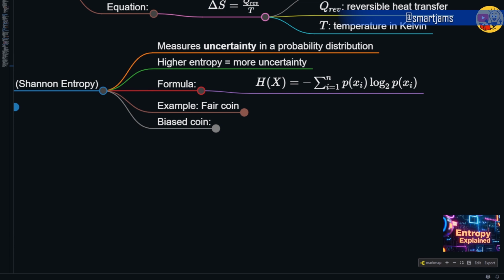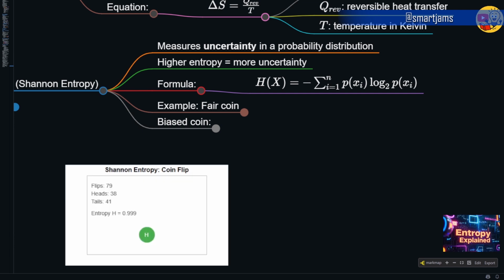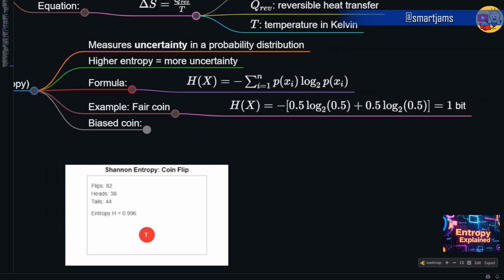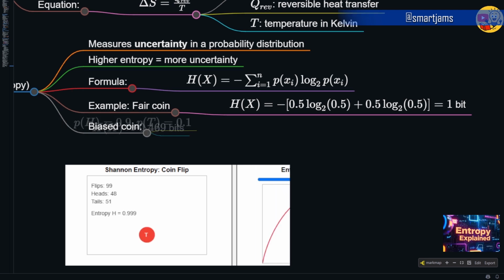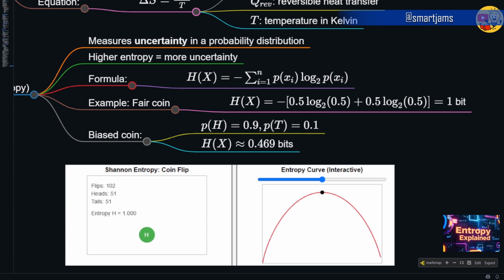For example, a fair coin flip has two equally likely outcomes, giving us maximum entropy of 1 bit. That's written as H of X equals negative open bracket 0.5 log base 2 of 0.5 plus 0.5 log base 2 of 0.5 close bracket equals 1 bit. In contrast, a biased coin with a 90% chance of landing heads and 10% tails has lower entropy, approximately 0.469 bits. Because it's more predictable, there's less uncertainty, and therefore lower entropy.